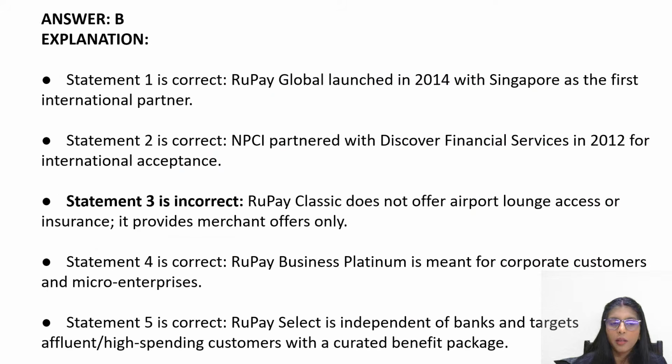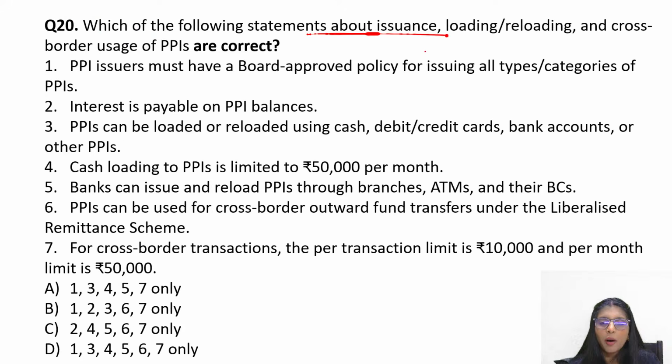Option B is the right answer. Next question. Which of the following statements about issuance, loading, reloading and cross-border uses of PPI are correct? We have to find the correct statements.